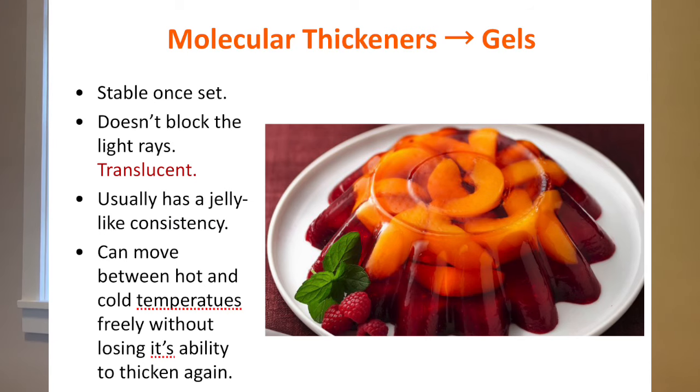Now, let's talk about the different kinds of thickeners. So the first one we're going to talk about are molecular thickeners, and these are gels. They're stable once they set. They don't block light rays, so they're usually translucent or clear, and they have a jelly-like consistency. And they can move between hot and cold temperatures without losing their ability to thicken again.